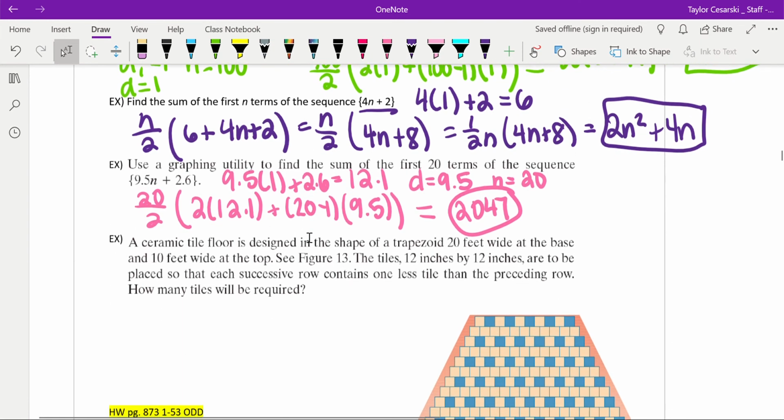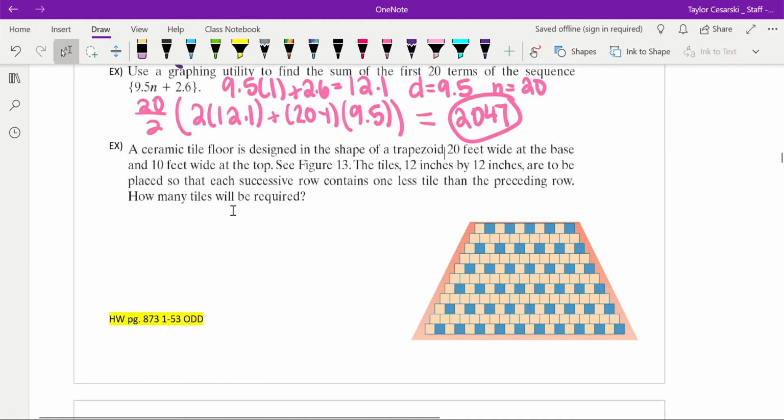All right, last one. A ceramic tile floor is designed in the shape of a trapezoid, 20 feet wide at the base and 10 feet wide at the top. This is figure 13. I got confused when I first looked at this: the blue ones are also tiles. I thought it was just the brown ones, but it's all of them.